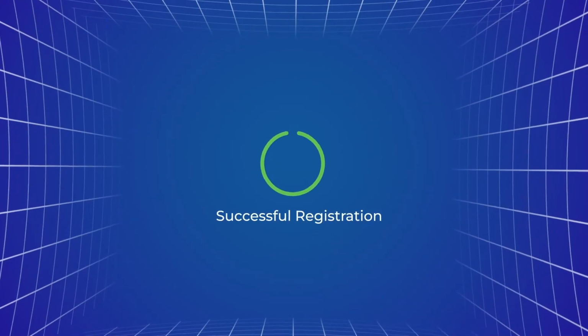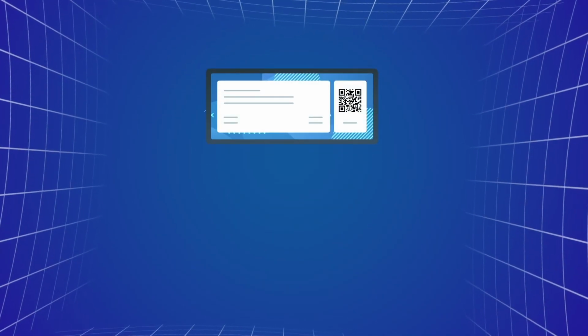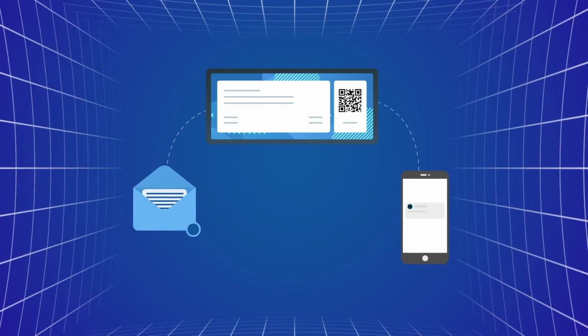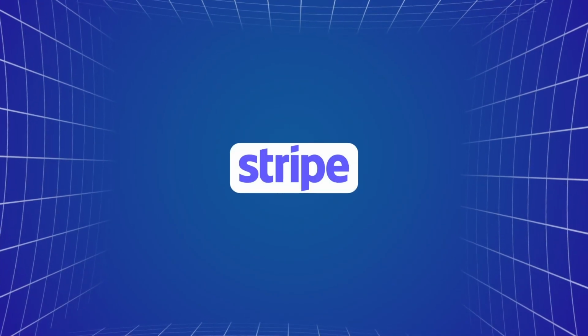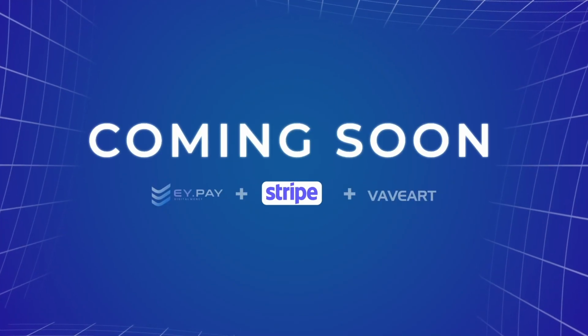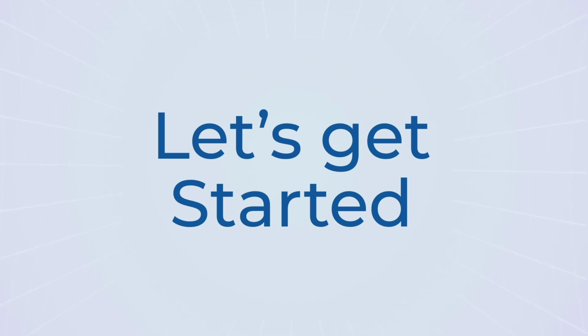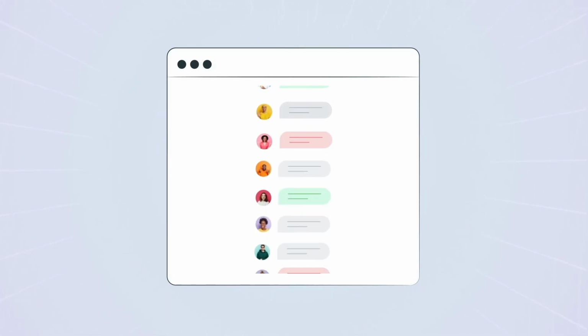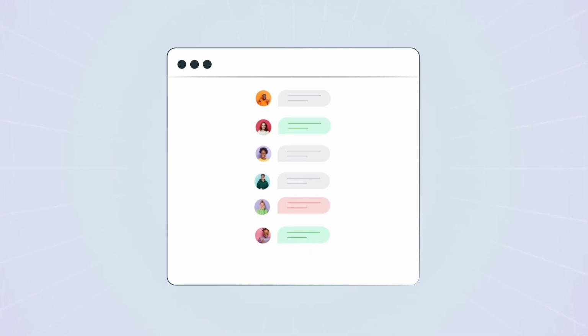On successful registration and approval, the ticket is automatically generated and sent to the guest's email or phone number or both. Currently, we support payment integration with Stripe only. More payment gateways to be added soon. Let's get started. The first step is to create an event. You can find the detailed tutorial on the same in comments.